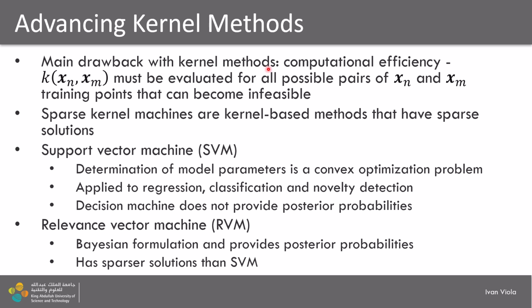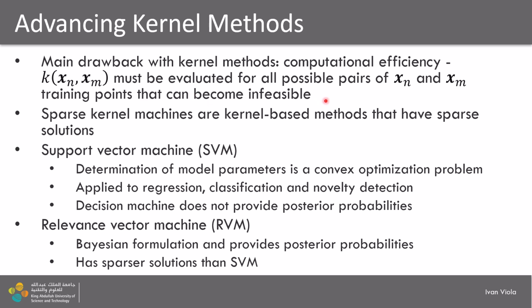Their computational efficiency is related to the calculation of the kernel and of the Gram matrix and the possible inversion, and this needs to be done for all pairs of x and x_m. So we are bound by the computational complexity with respect to the number of training points. And at some point, if we have a lot of training data, these approaches can become infeasible.